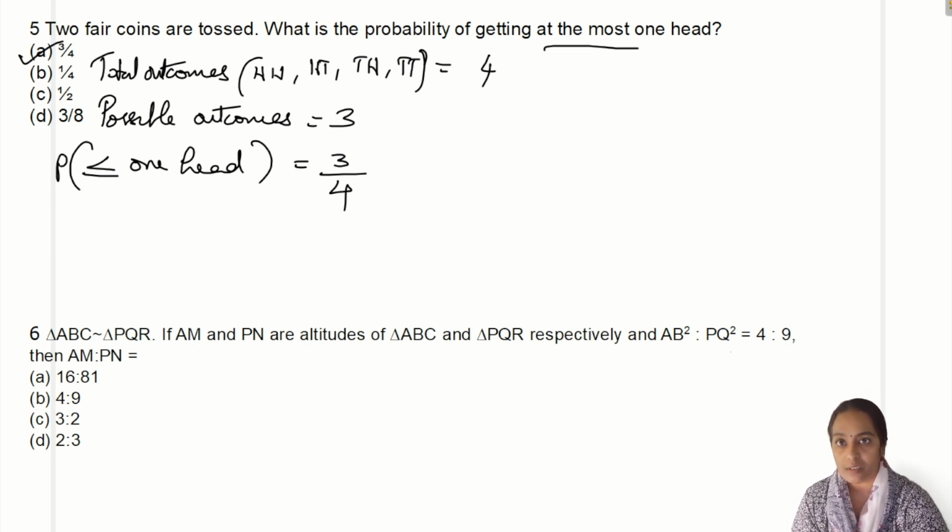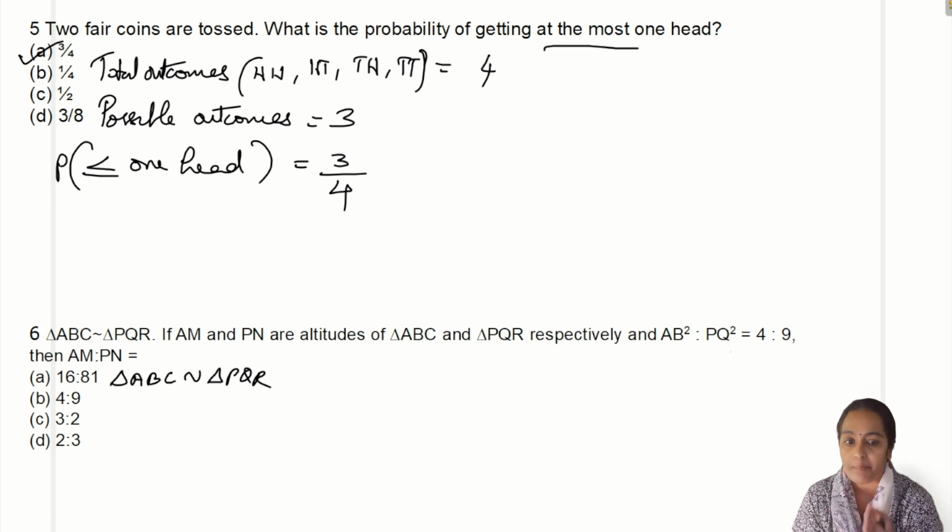So moving on to the next question, we have question number 6. Triangle ABC is similar to triangle PQR, and AM and PN are the altitudes of triangle ABC and triangle PQR. And AB square by PQ square, the corresponding sides, is given in the question as 4:9. Then find the ratio of the altitudes. The altitudes are AM and PN. We need to find the ratio of the altitudes.